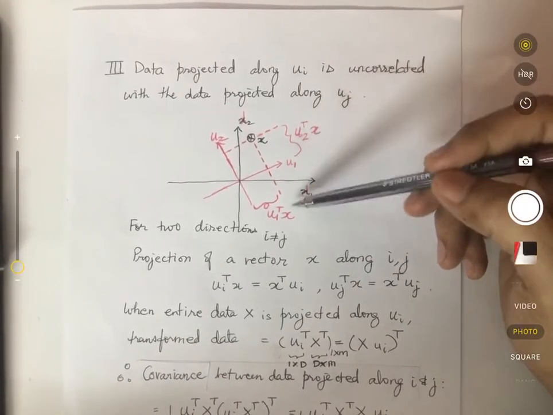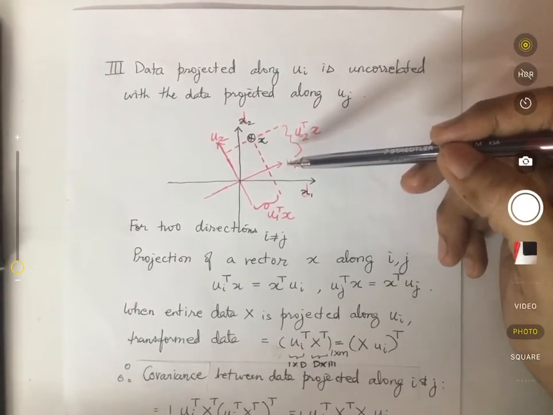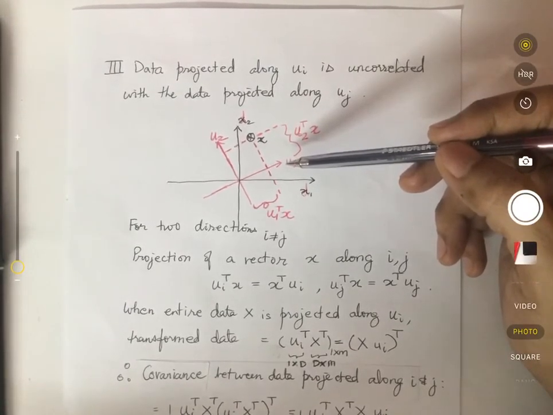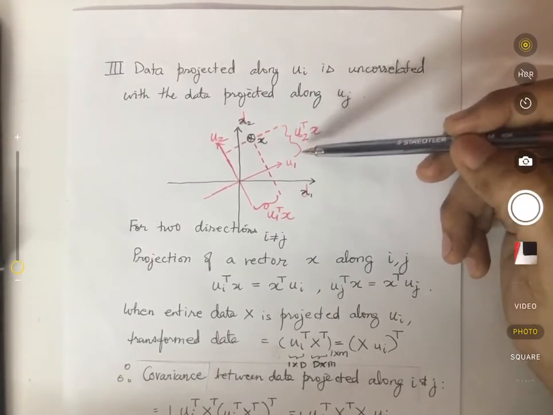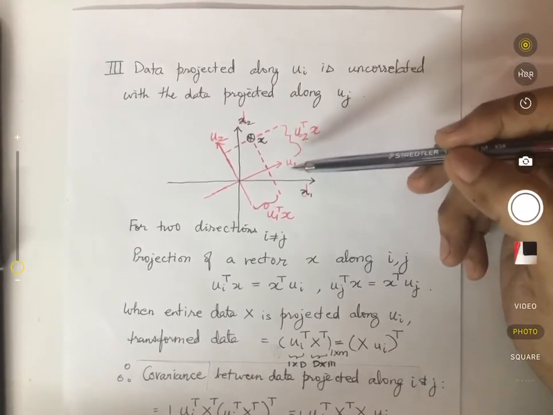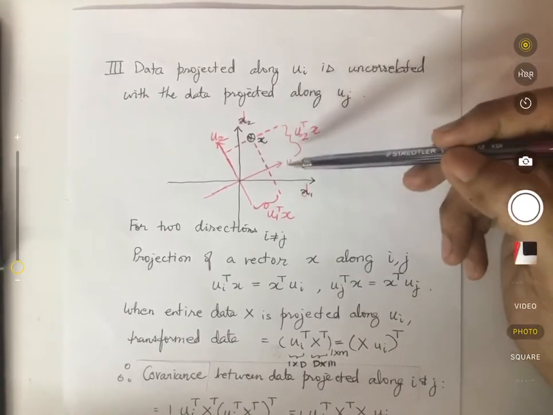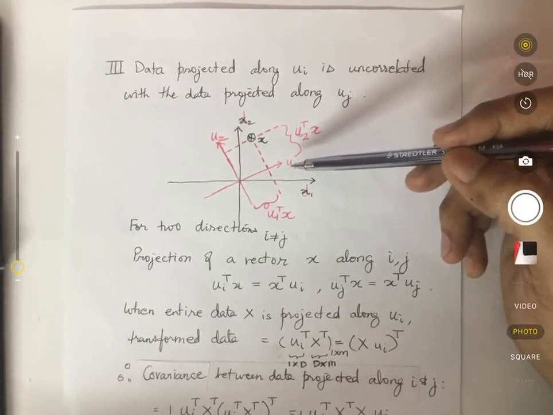And it turns out that if you project the entire data set, all the training examples, along these two directions, you would find that the values obtained along u1 and u2 are uncorrelated. And let's prove that.